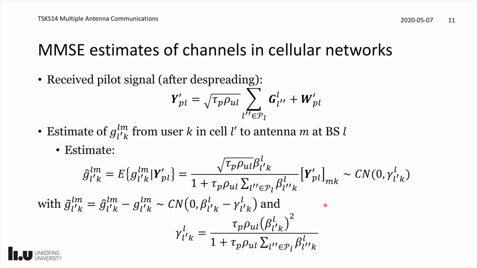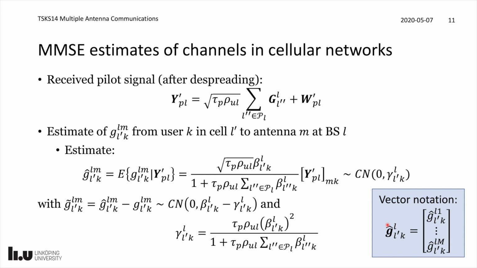And for future use, let's put all of this estimate for user K in cell L prime, estimated at base station L, in a vector like this. So it goes from 1 to M here in the superscript to describe the channels that we estimated to each of the M antennas at this base station. And we should remember this one because we're going to use it for the receiver processing.